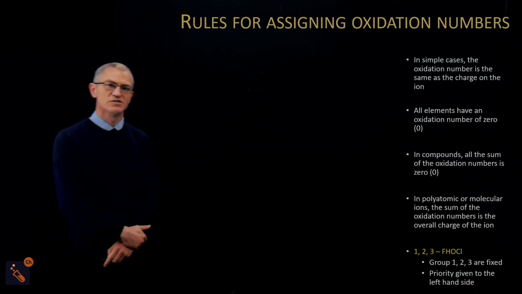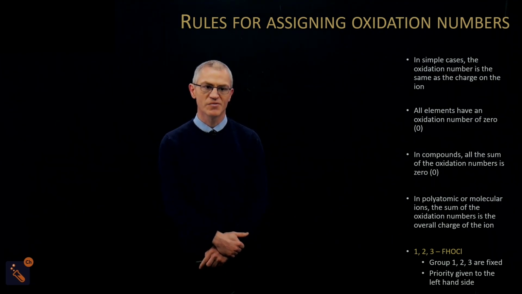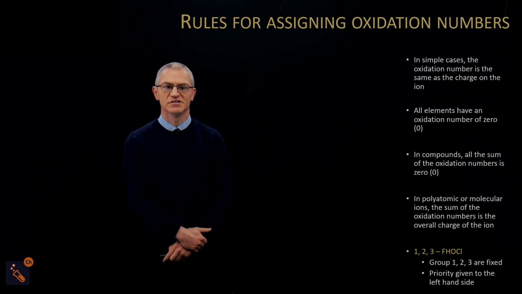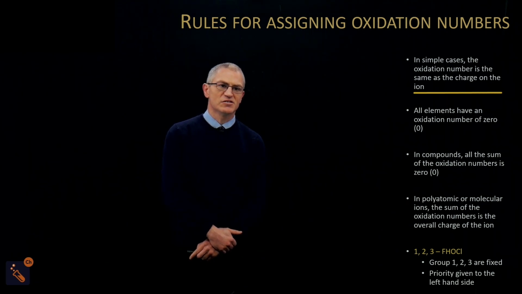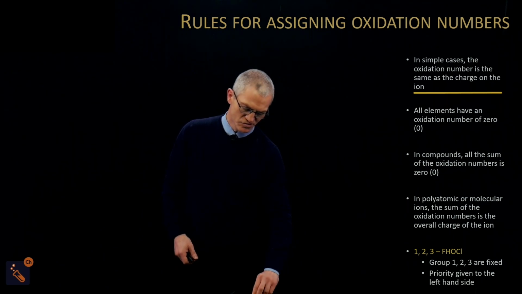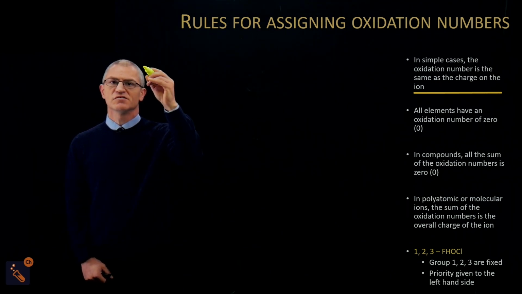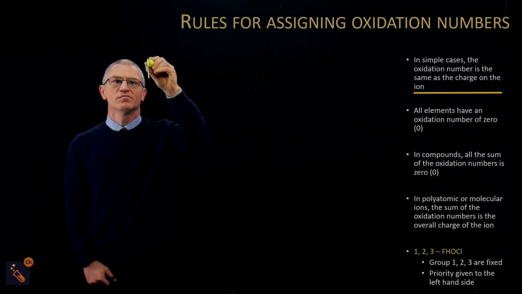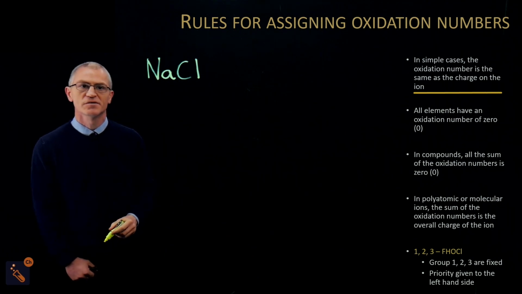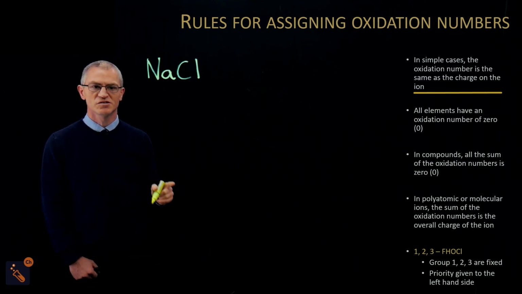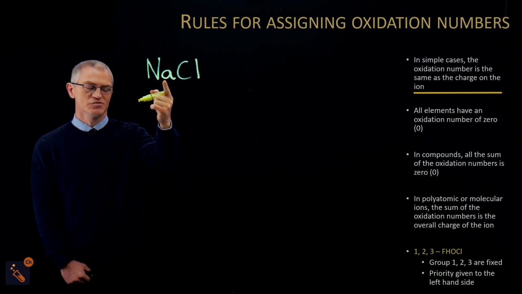So during the next few slides, all our rules are going to stay on the right hand side. We're going to do each one in turn and show you what that means. First one: in simple cases, the oxidation number is the same as the charge on the ion. We are going to do sodium chloride to start off with. So we've got sodium chloride, and we go 1, 2, 3 for Hückel. Well, there's 1.